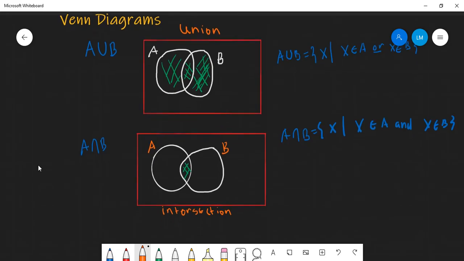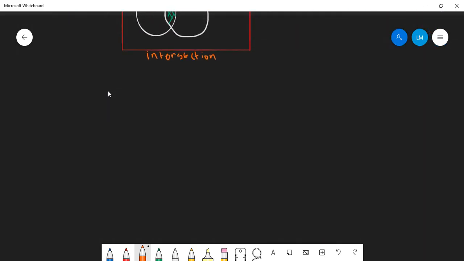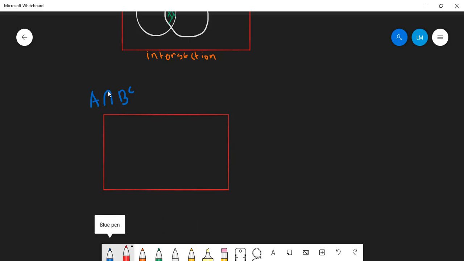Now, whenever we look at Venn diagrams, we may actually look at, for instance, when part of the set is not in it. So for example, if we want to look at the set A intersect B complement, well, this is actually going to be where we're looking at all of the elements that are in A but not in B. Okay, so that's pretty tricky in how we're going to do this.